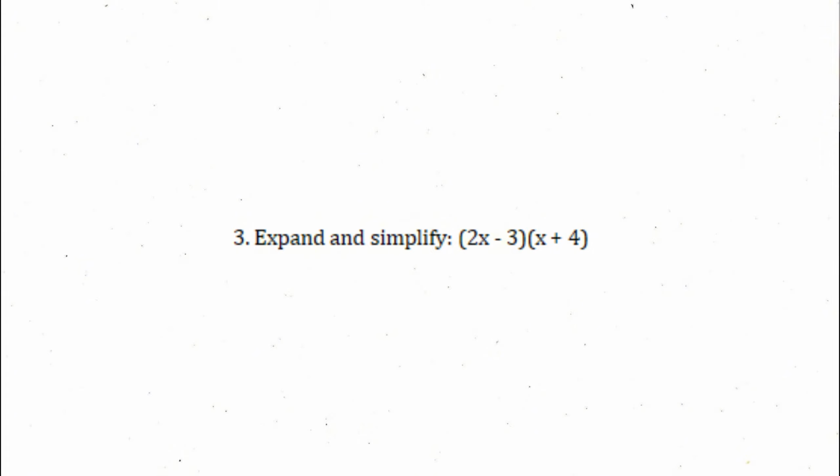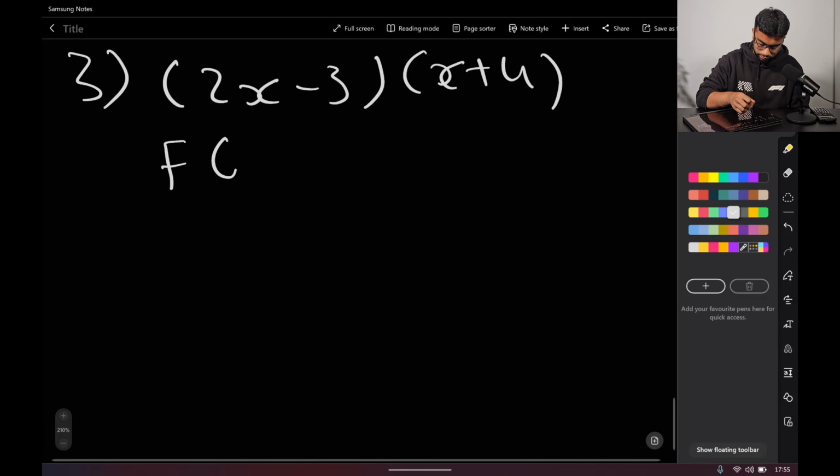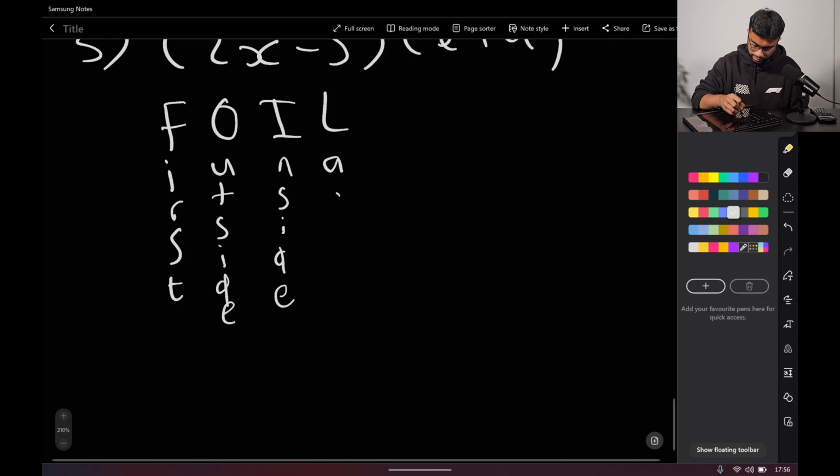Question 3 tells us to expand and simplify 2x minus 3 and x plus 4. So the way I like to do it, a simple way for me to remember how to do it, is I use FOIL to remember how to expand two brackets. So you do the first in each bracket, the outside in each bracket, the inside terms of each, and we would do the last terms of each bracket.